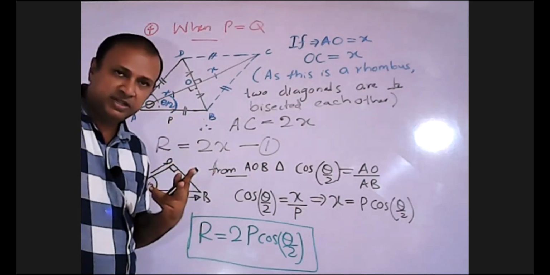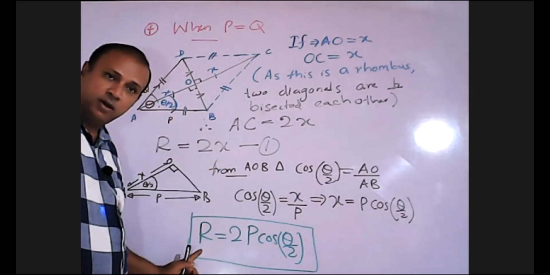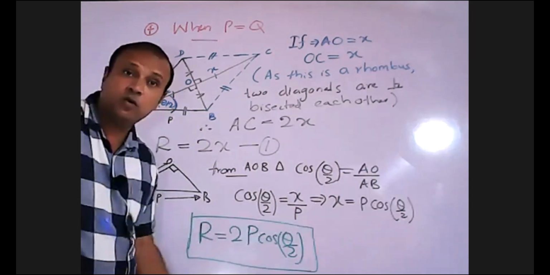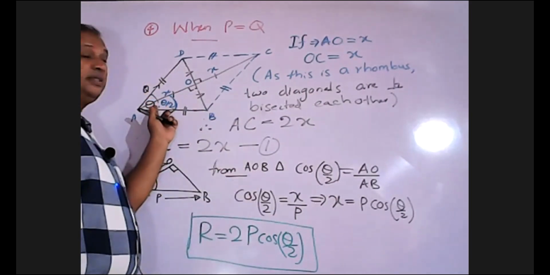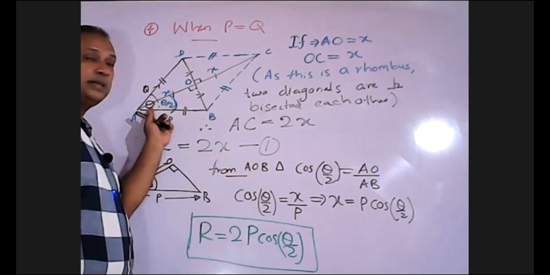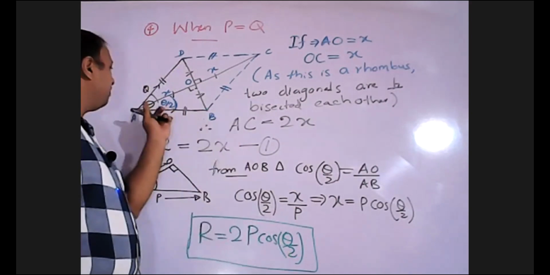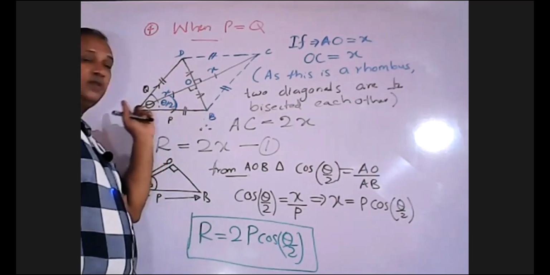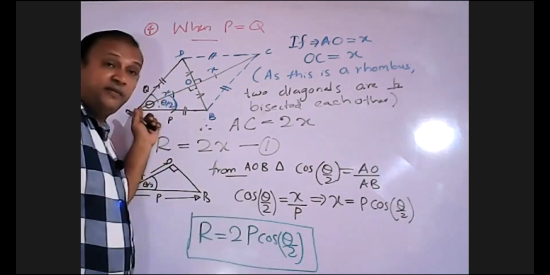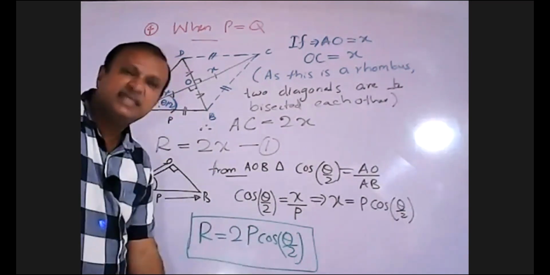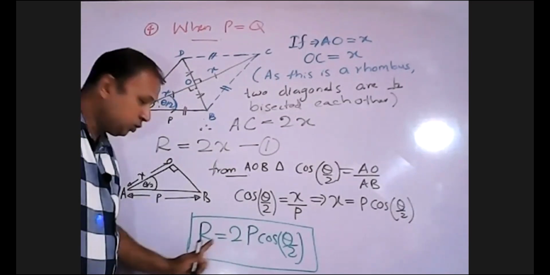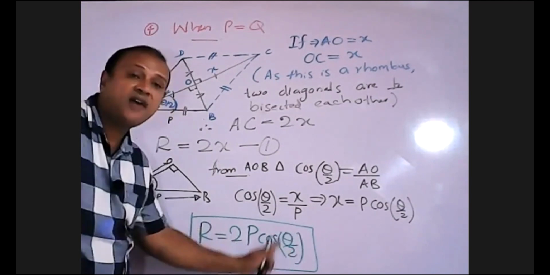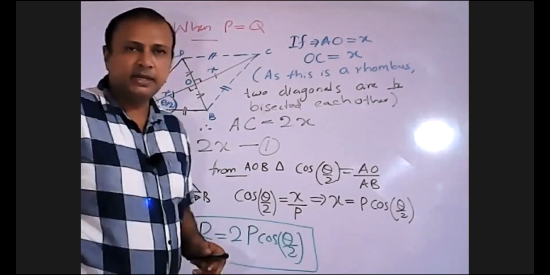If there are two equal forces, R is equal to 2 times the magnitude of one force and the cos value of the half angle. Half angle means, suppose this angle is 60, so I have to take 30. Suppose this value is 90, I have to take 45. If theta is 180, I have to take 90. If theta is 120, I have to take 60. Therefore, R is equal to 2 times the magnitude of one force and the cos value of the half angle. Did you get my point?